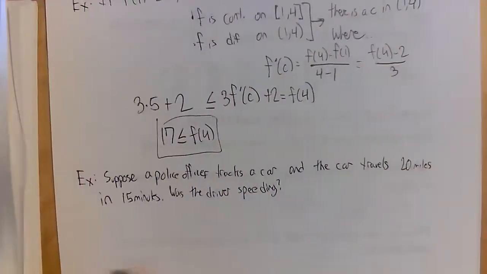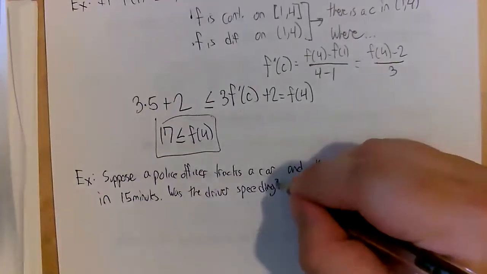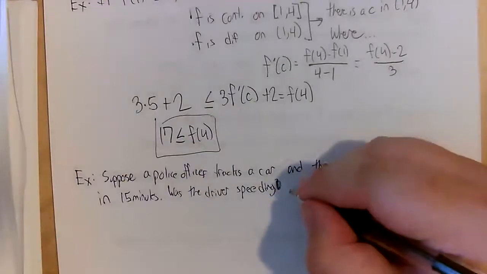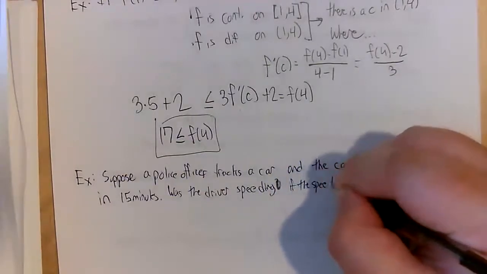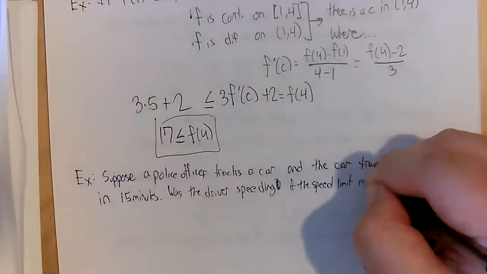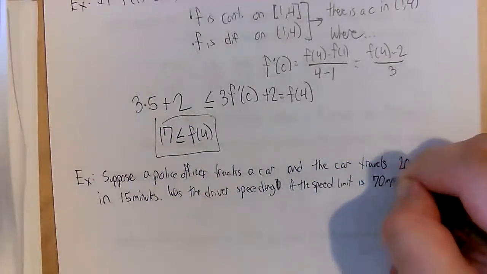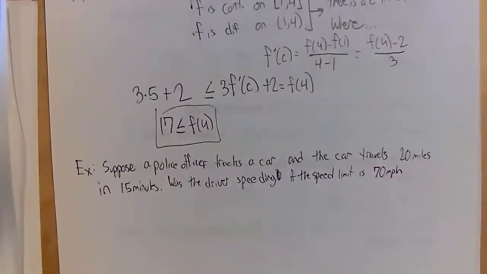All right, so I know that the other examples have been very abstract, but this one is a bit more concrete. So let's say that we have this car and we know that it goes 20 miles in 15 minutes. Oh, I guess I didn't specify a speed limit. Let's do Florida's highest speed limit. Was the driver speeding if the speed limit is 70 miles per hour?